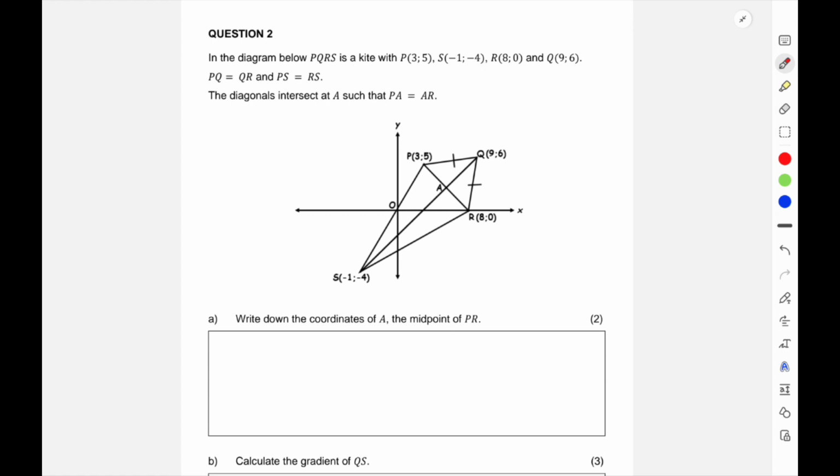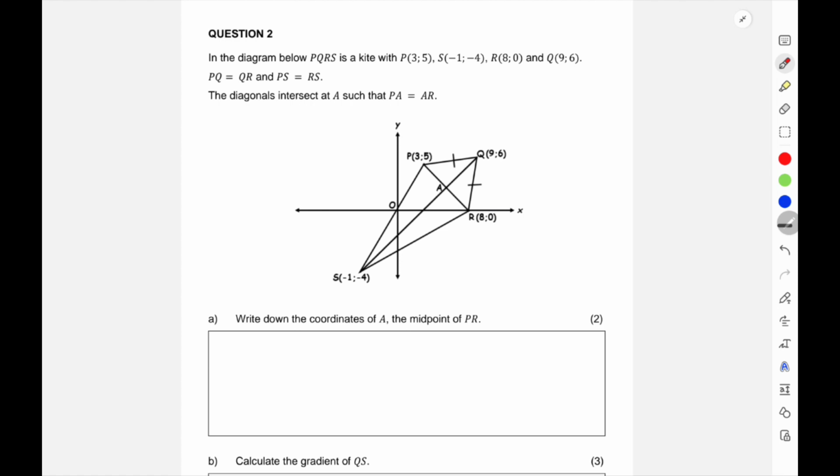All right, so this was a question 2 from a past exam. In the diagram below, PQRS is a kite with P, and then they give you all the coordinates. Just make sure that they don't give something in the write-up that hasn't been depicted in the picture. They say to you that PQ is equal to QR, which we know of a kite.